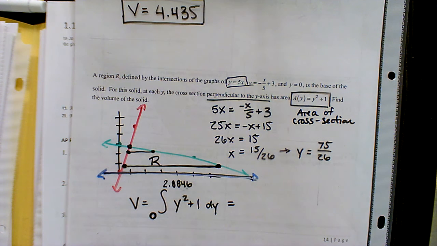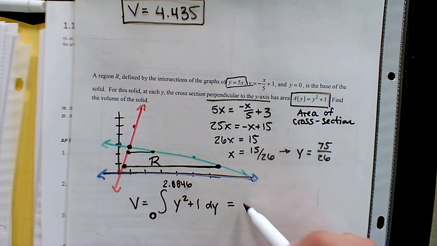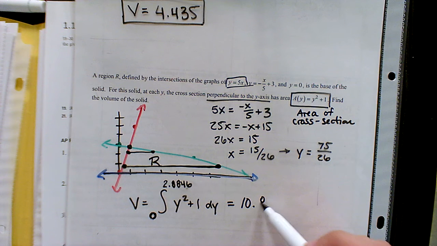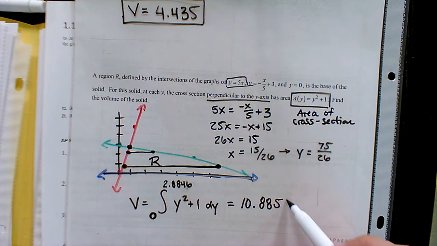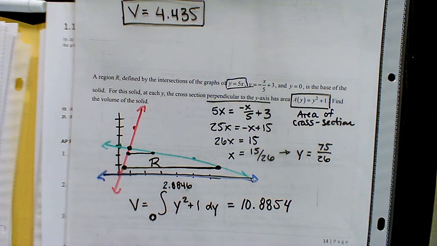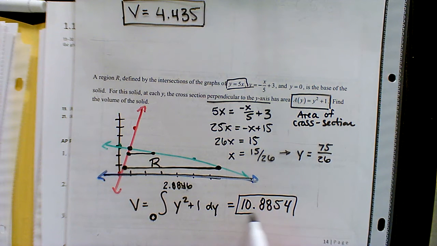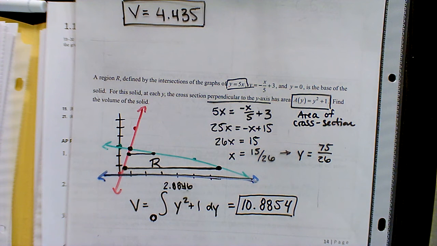Any ideas? Good, Eric? 10.885. Okay. 10.885, maybe. If you did 2.885 as your bound, maybe you got 10.886, okay, in some cases. But any of those would be fine. Can we get that value?